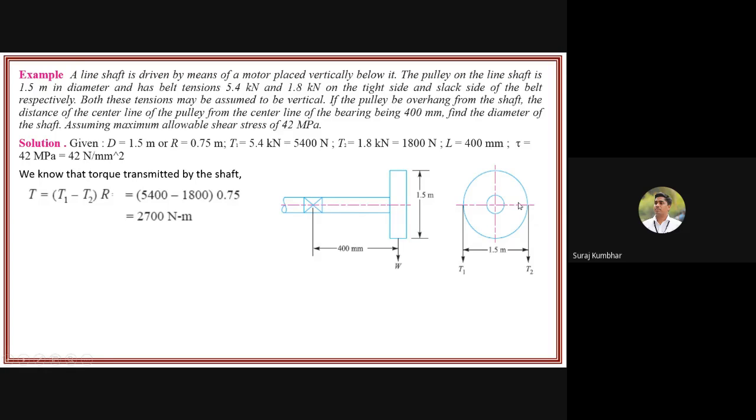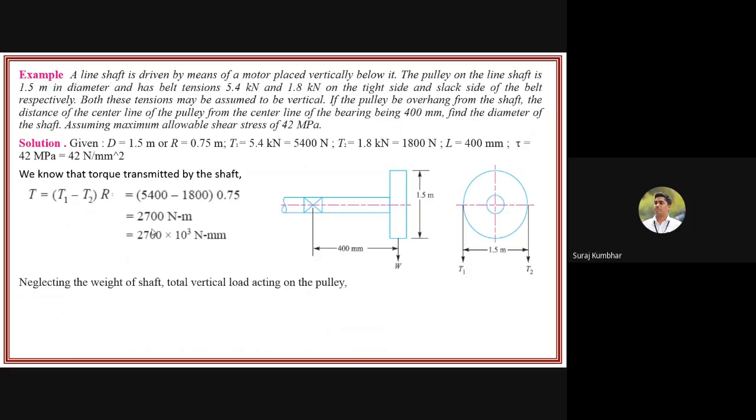In such cases, in case of a belt, you need to use this formula to find the torque: tight side minus slack side into the radius of that particular pulley, that is (T1 minus T2) into R. So 2,700 Newton meter is the torque transmitted by that particular shaft. That is 2,700 into 10 raised to 3 Newton mm. We have converted meter into mm, so that's why you need to multiply by 10 raised to 3 Newton mm.